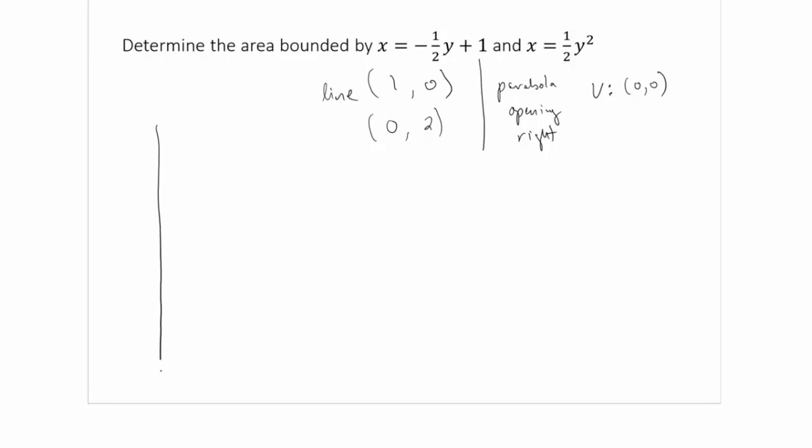All right, so let's draw it. I've got a line passing through 1, 0 and 0, 2. All right, so I can draw that. There's my line, and I have a parabola that is opening right. If I wanted to, I could find some other points, but roughly, I think it's going to do this.